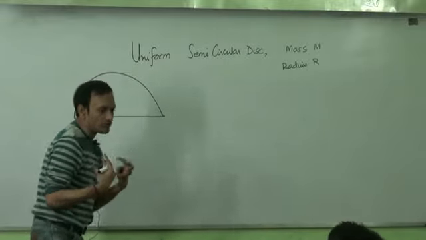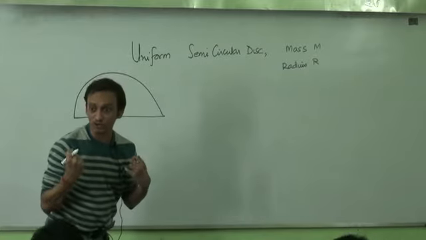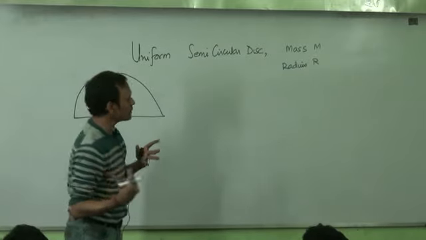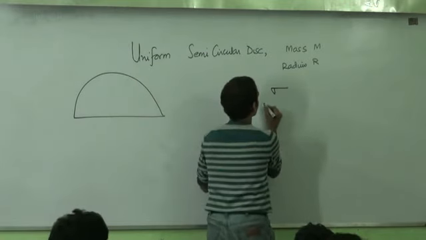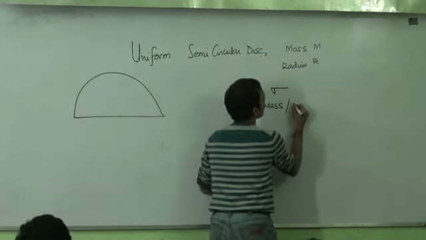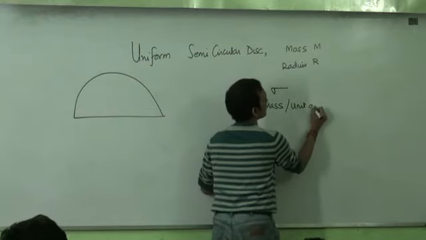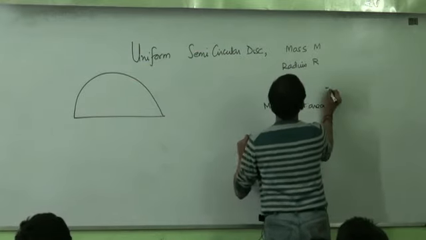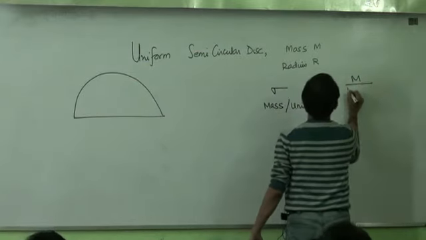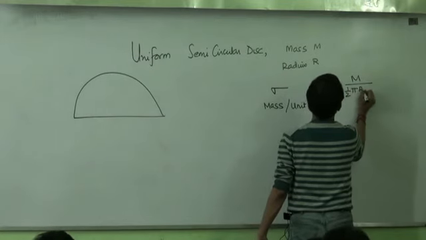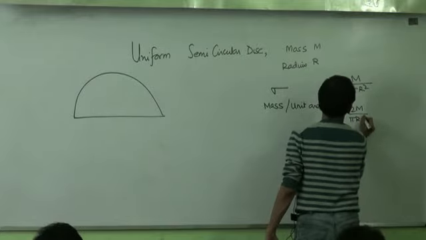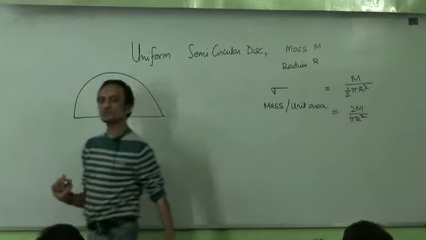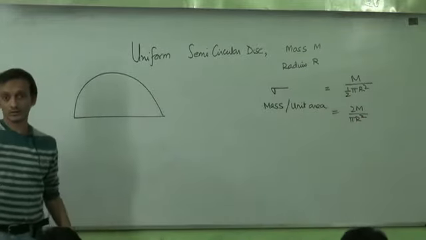So then we talk of mass per unit area on the disk, right? The mass per unit area on the disk, sigma, is going to be m divided by a half pi r square, which is 2m by pi r square. That's the mass per unit area on the disk. Yes or no?